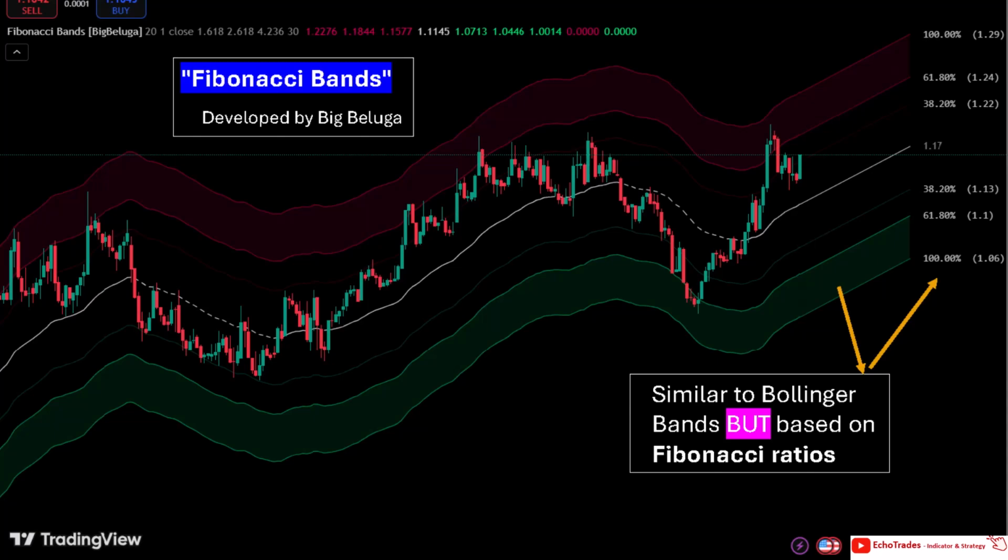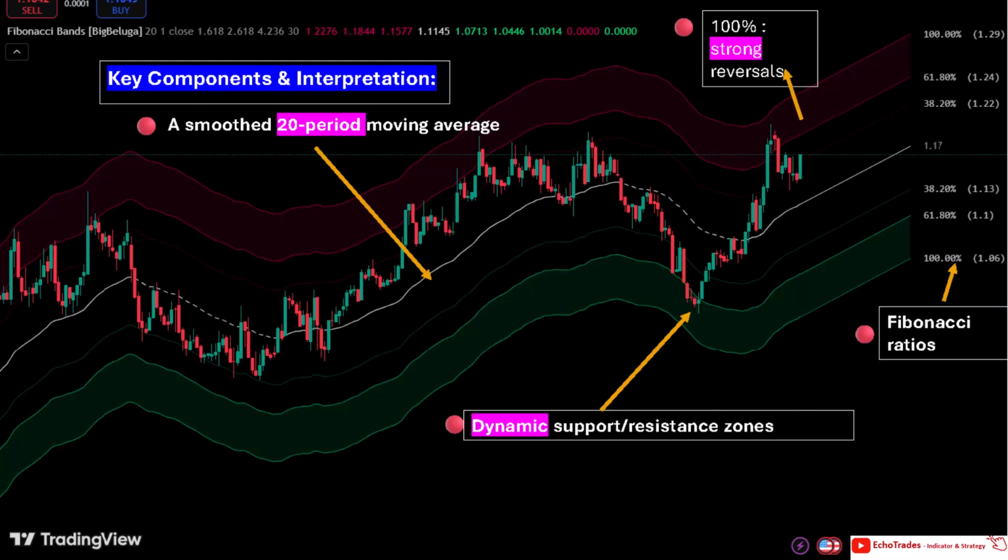The sources talk about Fibonacci Bands by someone called Big Beluga on TradingView. What exactly are we looking at here? Is it just like Bollinger Bands with a different name? Great question. They might look a bit similar at first glance, but no, they're fundamentally different. The core is Fibonacci ratios. Wow, 38.2%, 61.8%, 100%, those numbers that pop up all over markets. It starts with a smooth 20-period moving average, and then these bands are calculated using those Fib levels. They act as dynamic support and resistance zones, and you often see price reacting pretty precisely right at these bands. It's quite interesting.